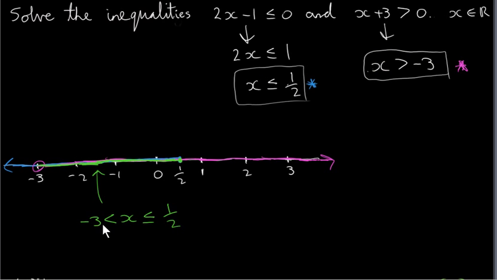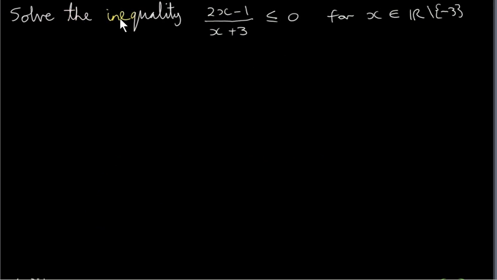Minus 3, strictly less than x, less than or equal to a half. Solve the inequality (2x minus 1) over (x plus 3) less than or equal to 0 for x an element of the real numbers, excluding the point minus 3.